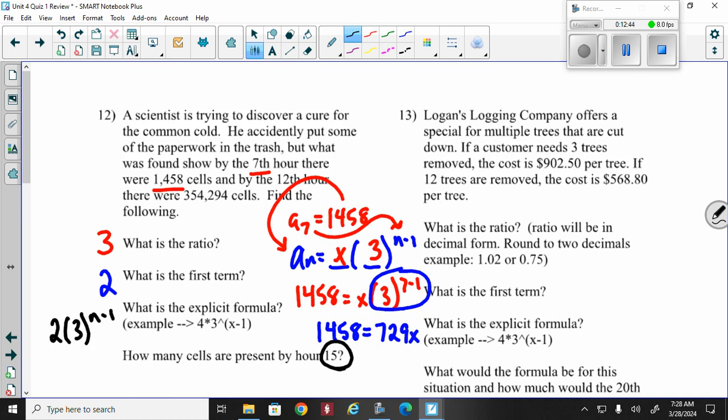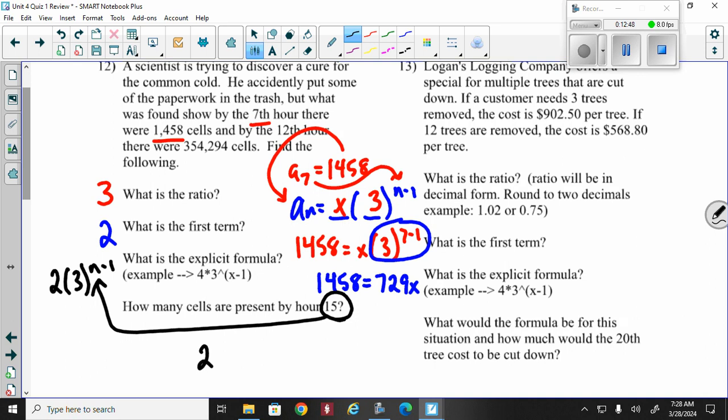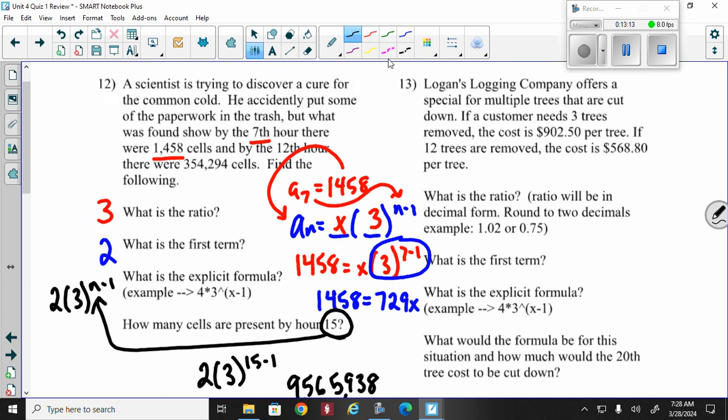How many cells by hour 15? Take 15, plug it there. So 2 times 3 to the 15 minus 1 power. And we're going to get a big number because it's geometric. I think 9 million. I haven't put my commas in yet. Yep, 9,565,938.